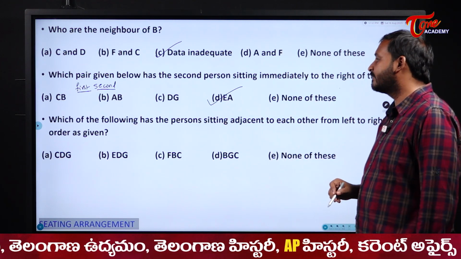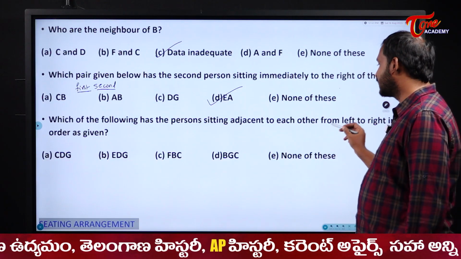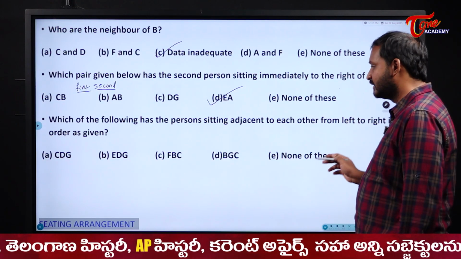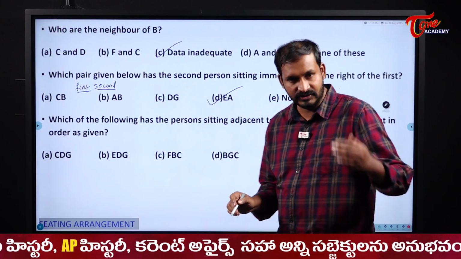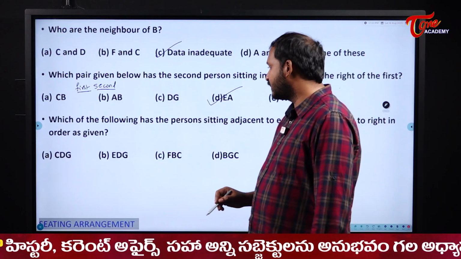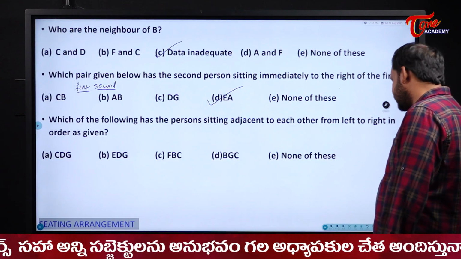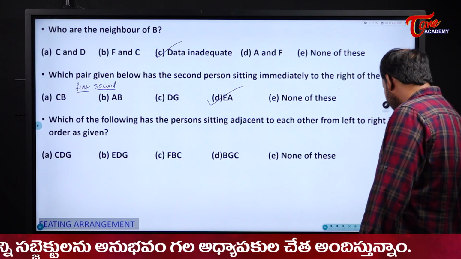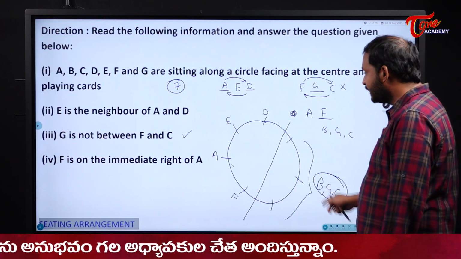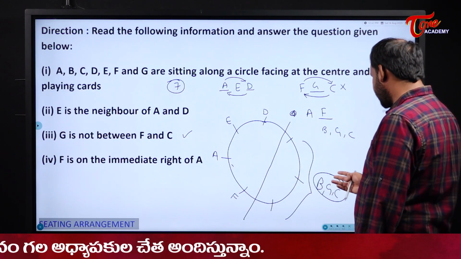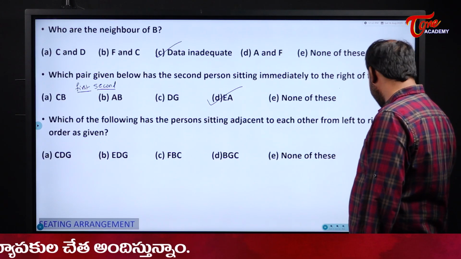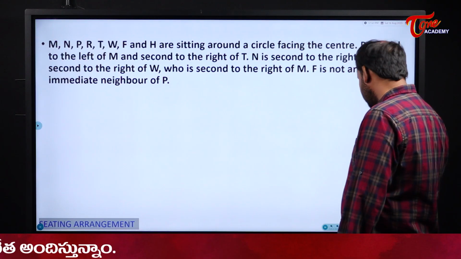Next, which of the following persons are sitting adjacent to each other from left to right? That means from left to right in the order given below. C, D, G. For D and G we don't know the exact location. EDG, not possible for us. Why? Because we cannot say where G is placed. That is completely wrong.